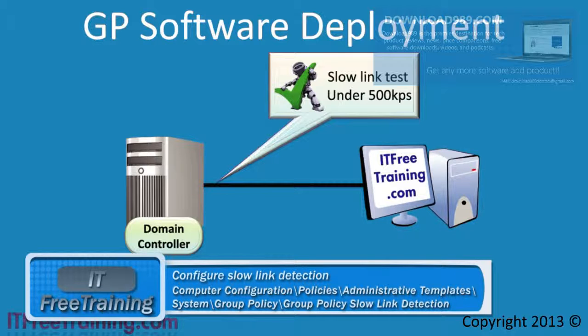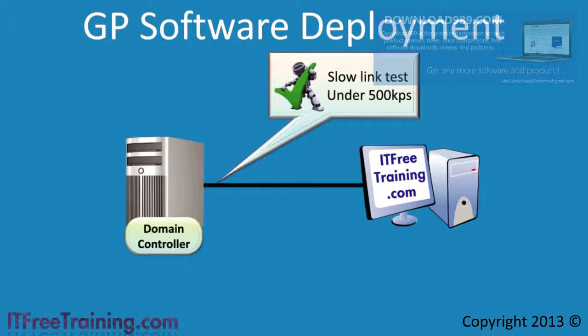If you are deploying large software, it is a good idea to configure this value higher than the default. This will prevent software being deployed when the user connects to the office via a slow link, for example, when using a VPN connection. I will now change to my Windows Server 2008 R2 domain controller to have a look at how to set up and configure software deployment using group policy.